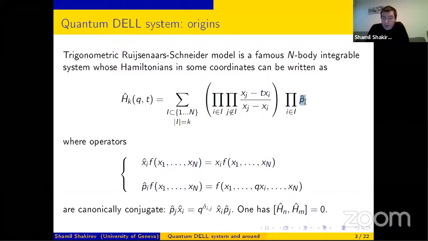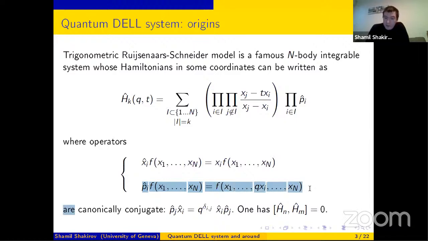And similarly, pi is the exponentiated momentum. So it's not really the derivative, but it's rather a shift. And as denoted here, it's a shift by some finite parameter q, which also should be thought of as an exponentiated variable. And then operator xi is tautologically the operator of multiplying a function by xi.